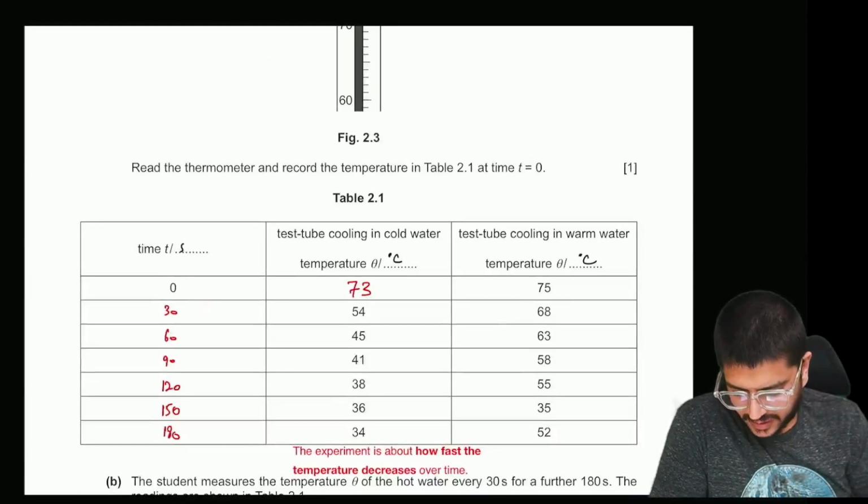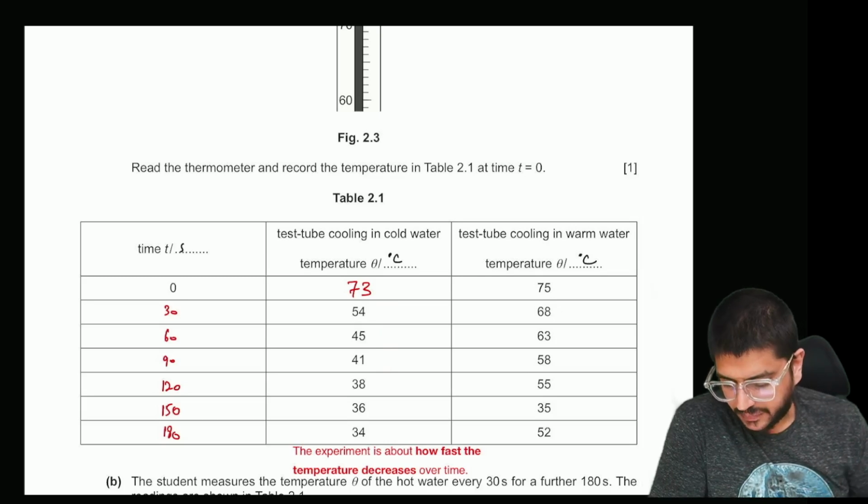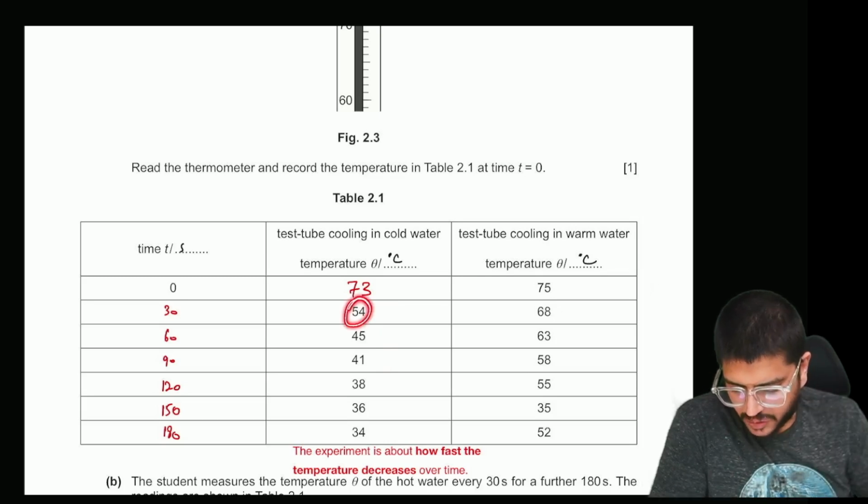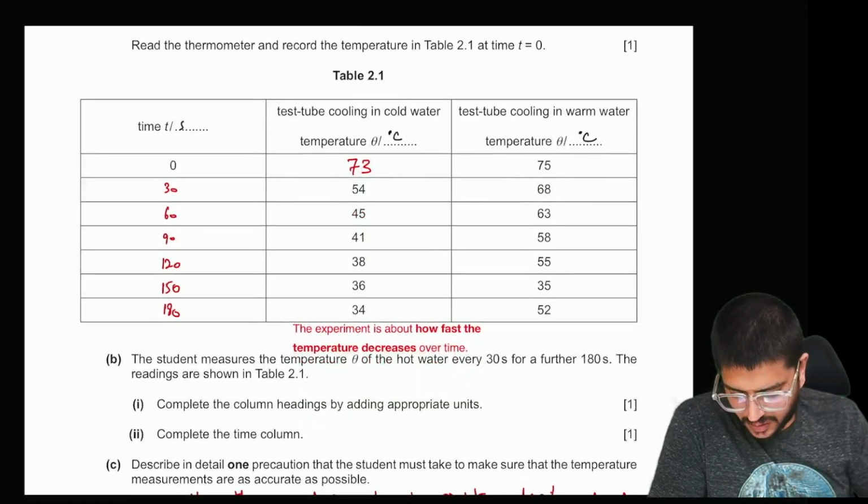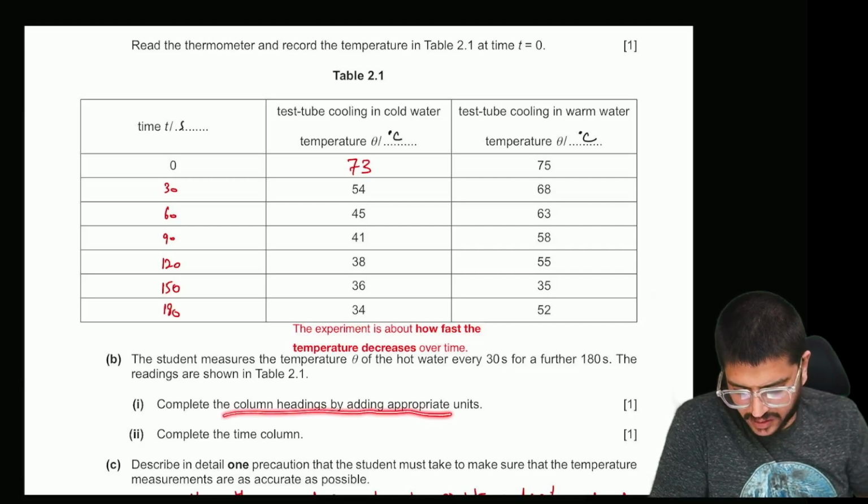Now, after 30 seconds, you have to fill up this table. So intervals of 30, 30, 60, 90, all the way till 180. This is how the temperature is dropping in the cold water beaker. After 30 seconds, the temperature drops to 54, 60, and you can see the trend. Now, the student measures the temperature theta. Complete the column headings, you've done that. Complete the time column, you've done that.